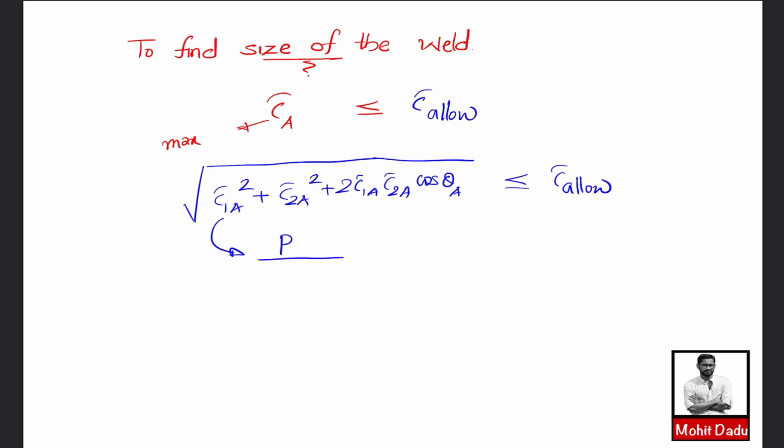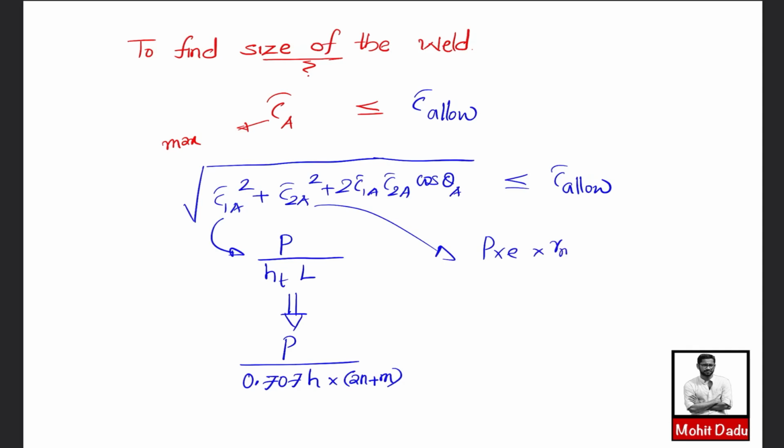And here we know the magnitude of τ1A is the primary shear stress, which is equal to the primary shear load divided by HT into the length of the weld. Here this is equal to P divided by HT, which should be converted into 0.707 H into the length of the weld. Here it is 2n plus m. In a similar way, the τ2A, the general magnitude is P into E into R max. So R max you can see from the configuration, divided by J, and J is also coming in terms of HT, and this HT in the denominator you can convert in terms of 0.707 H, H into some function or some constants that you can take from the table.